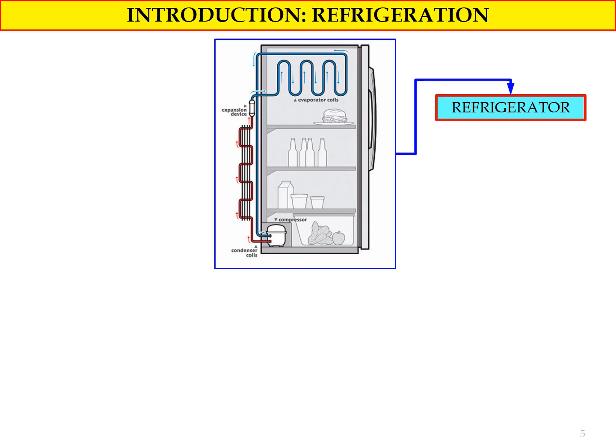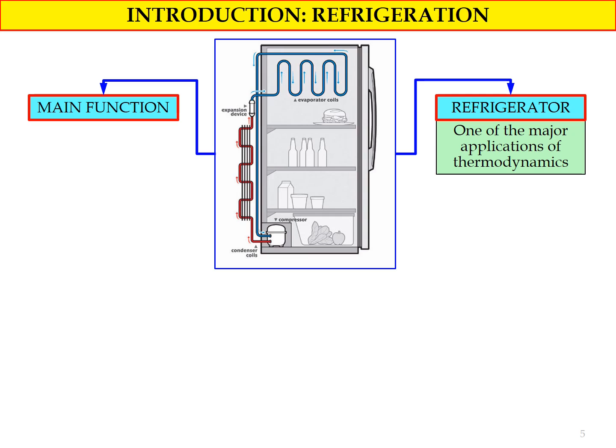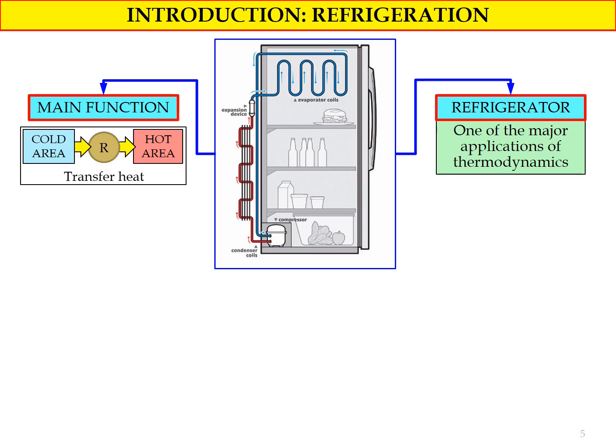Okay, so the device for the refrigeration system we call a refrigerator, and this application is one of the major applications of thermodynamics. The main function of the refrigeration system is to transfer heat from the cold area to the hot area. So we absorb heat from the cold area by using a device that we call a refrigerator, and then transfer the heat to the hot area. That is the main function of the refrigeration system, or the refrigerator.